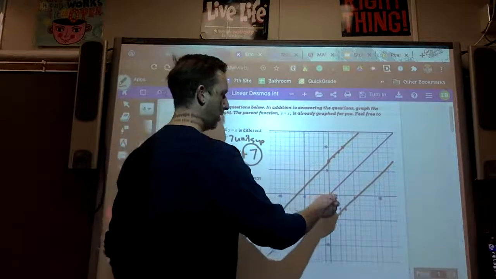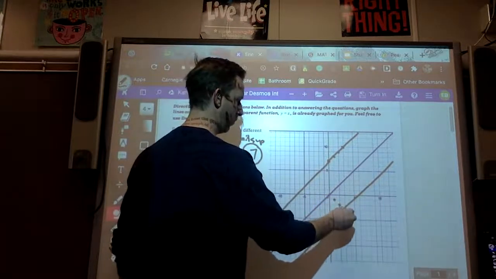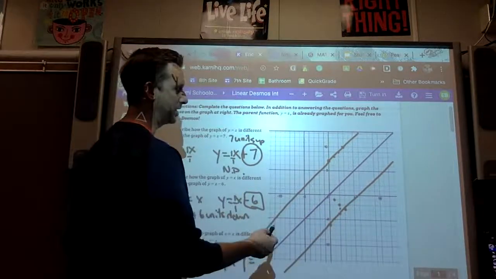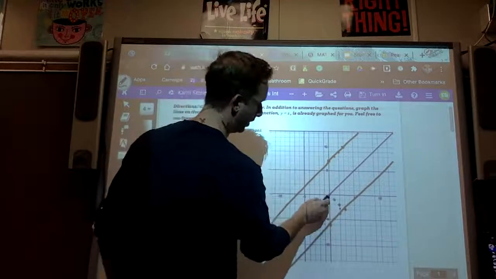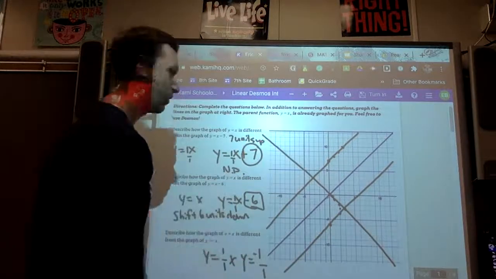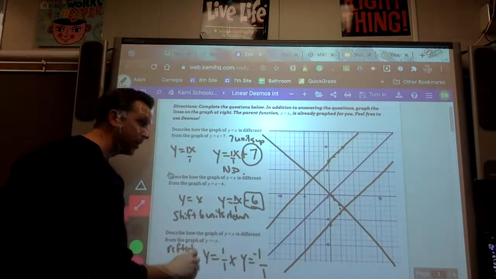So if I start at the origin, I'm going to go down 1 over 1, down 1 over 1, down 1 over 1. And this is the rise over the run that we have here. Okay, but it's a negative rise. So when we think about it, I now have a line that looks like that. It's a reflection of the line.